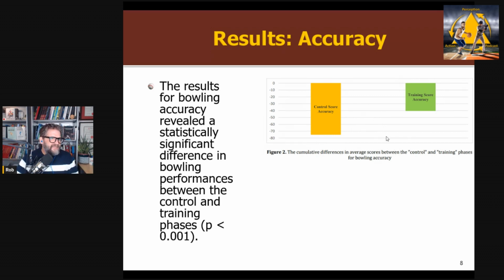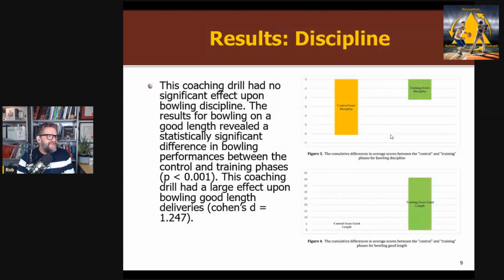So they got a significant effect on accuracy. They didn't find any effect on discipline. Having balls of good length, having no balls, was not significantly different after training. So it wasn't like it cured everything, right? But it did seem to help with the accuracy of the balls. Okay, so I think this is interesting.